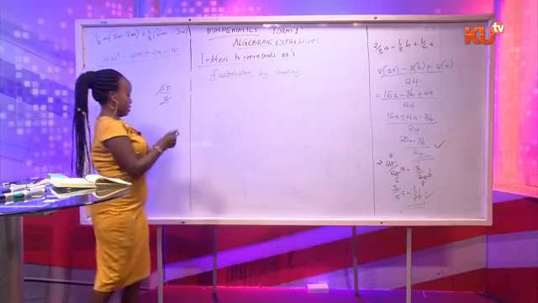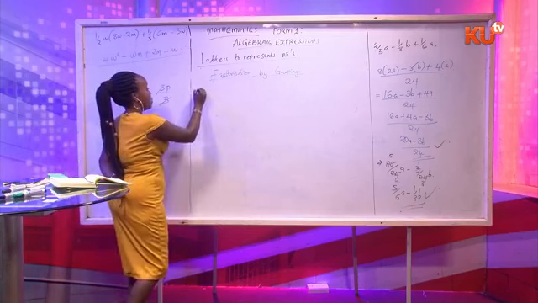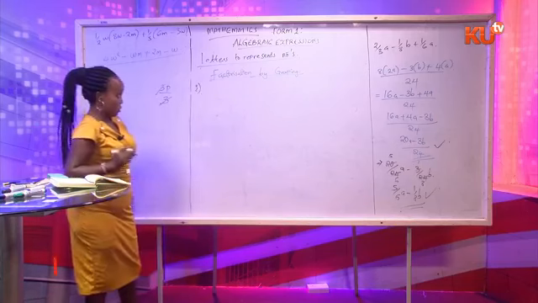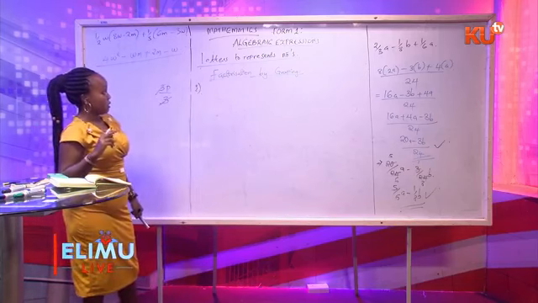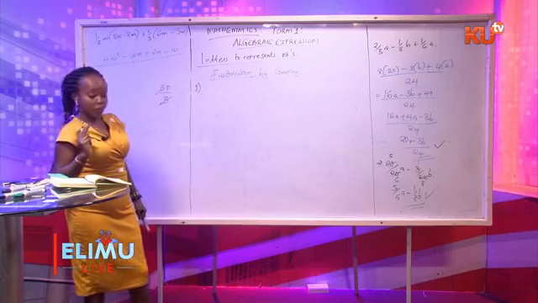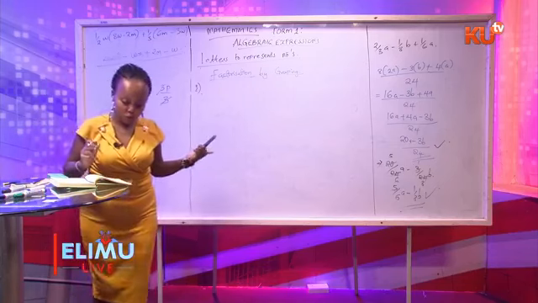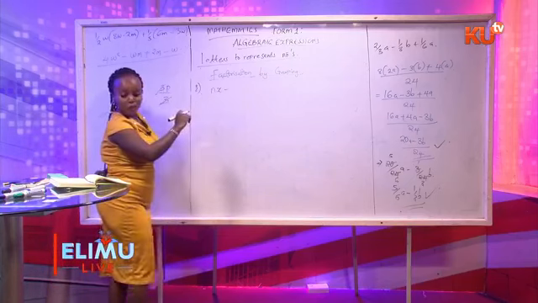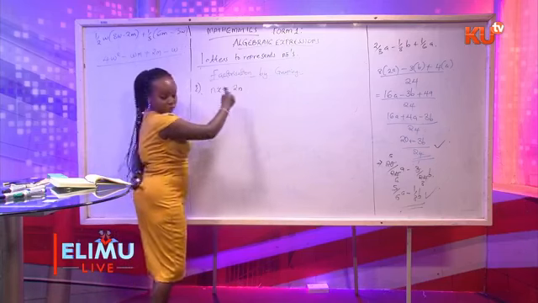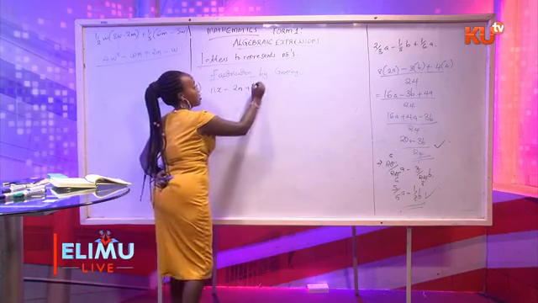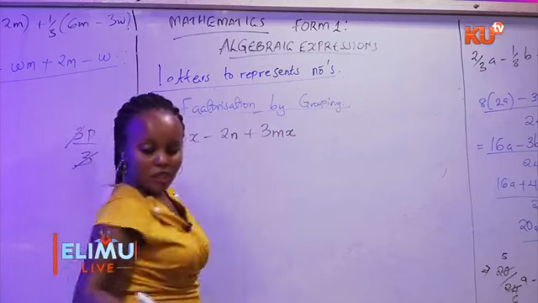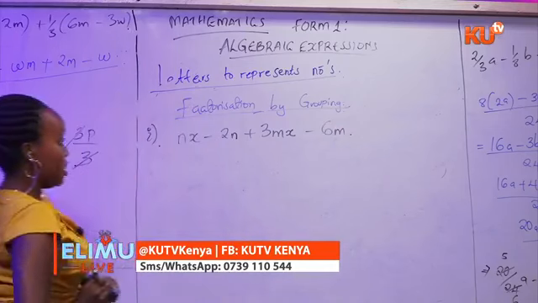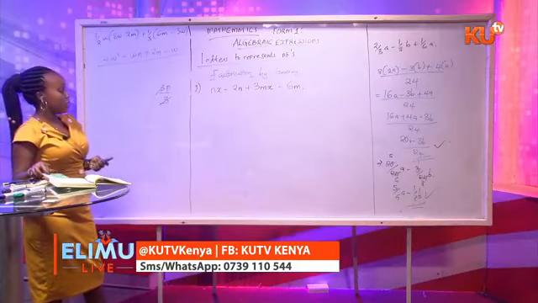So we have example 1. This one also applies when you reach form 3. We're going to use the algebraic expressions or the equations whereby you are supposed to apply them after this knowledge. So we have nx minus 2n and then plus 3mx and then minus 6m.